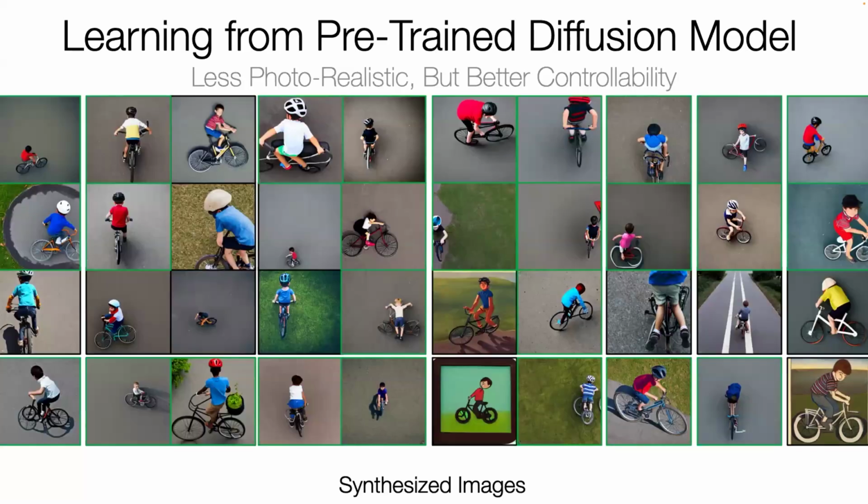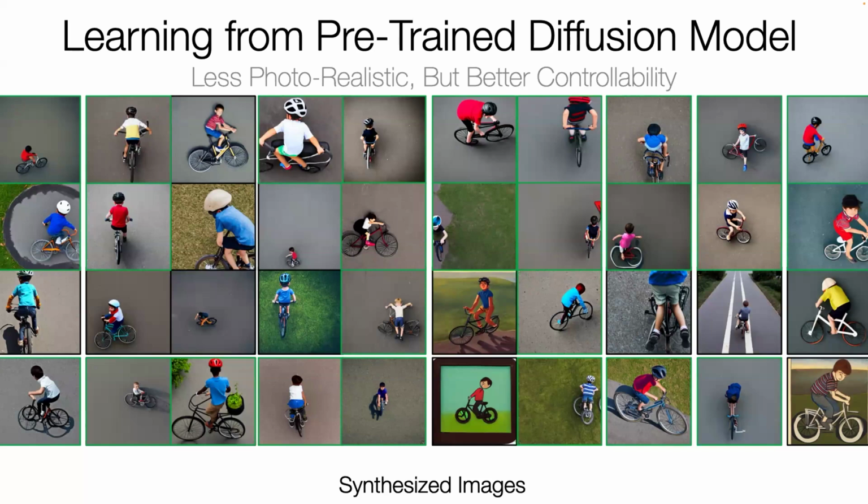An alternative solution here is to use a pre-trained diffusion model because diffusion can provide very nice 2D images as well. Of course, they are not photorealistic compared to real images, but this is, I think, the result from 2 years ago. Nowadays, we have much better systems, and it's sufficient to learn human-object interaction patterns.